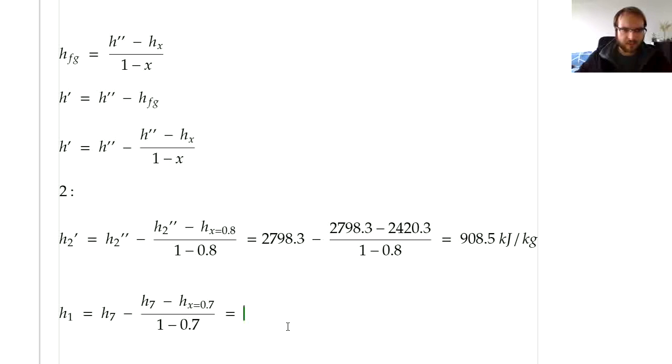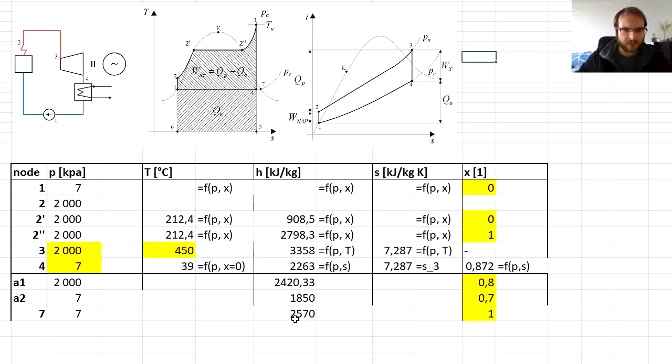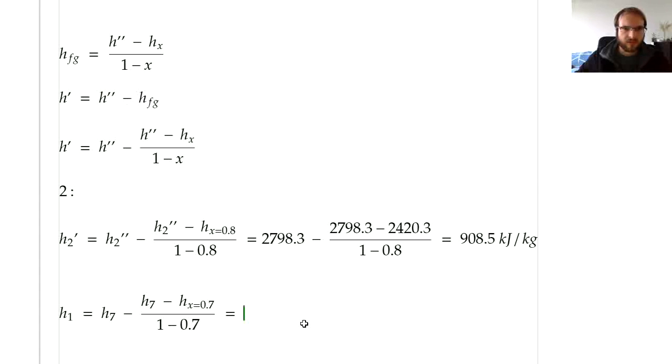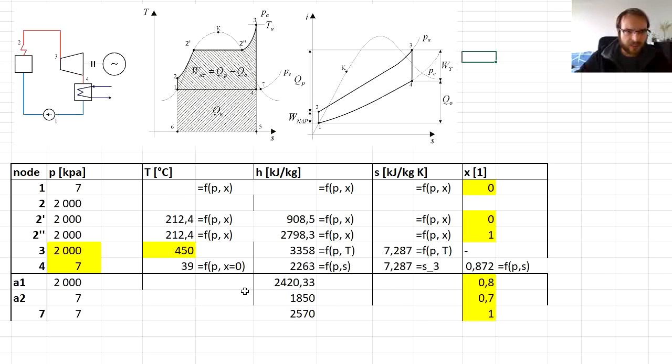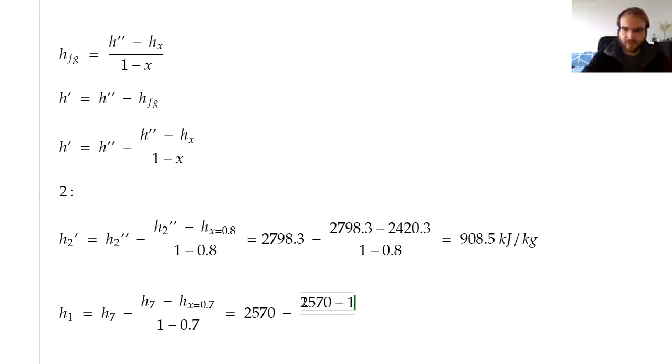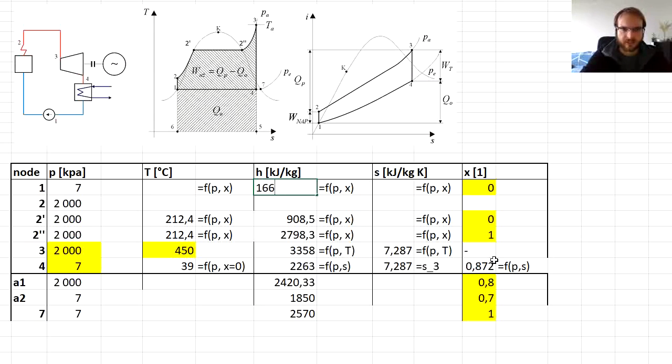And now let's put in the values that we had. So enthalpy at point 7 was 2570, minus auxiliary enthalpy A2, 1850, divided by 1 minus 0.7, and the result which we would get would be 166 kilojoules per kilogram. So over here would be 166.